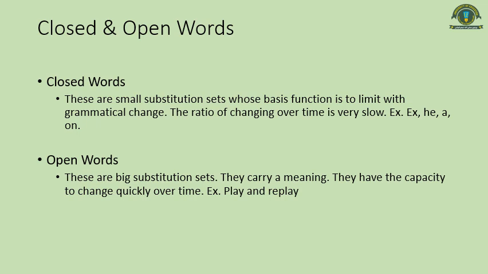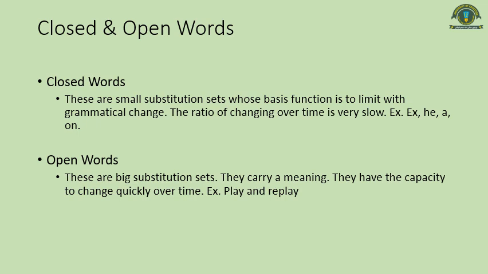So I told you that there are different ways of categorizing words in morphology. We have seen the first way, which is variable and invariable, and the second is closed set items. It means small substitution sets whose principal function is grammatical and they change through time. For example, he, a, on, be. All of them are grammatical words, so we can have prepositions and articles.